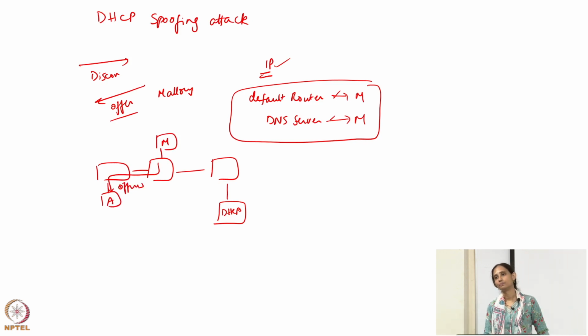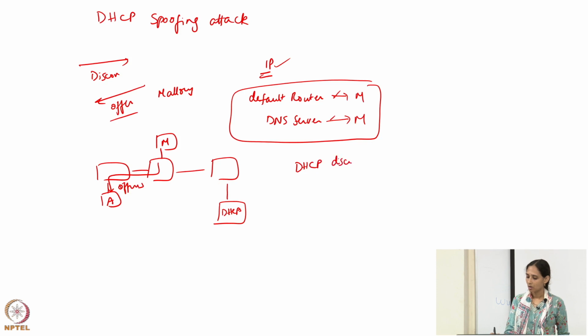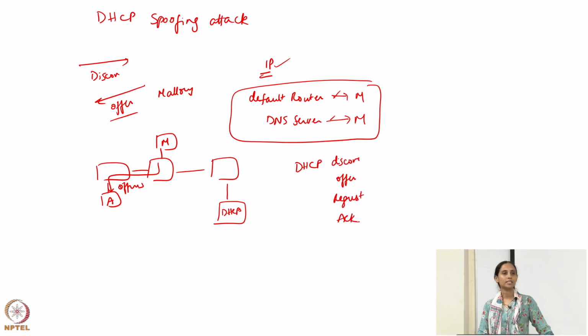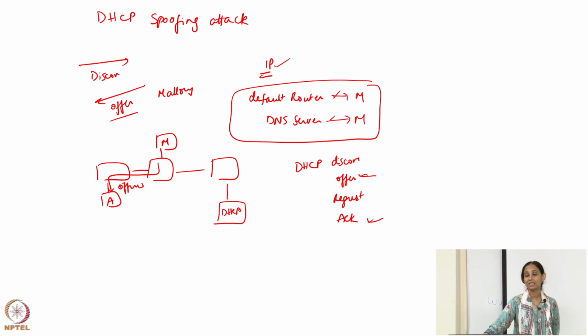What can the switch do? Remember, in the DHCP protocol you have DHCP discover, offer, request and ACK. These are the four DHCP messages sent as part of the protocol, and Mallory will send these offers and ACKs in response to the discover and request, thereby compromising the client. What can you do to solve this problem at the switch level?